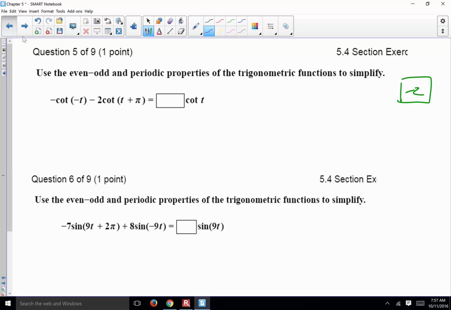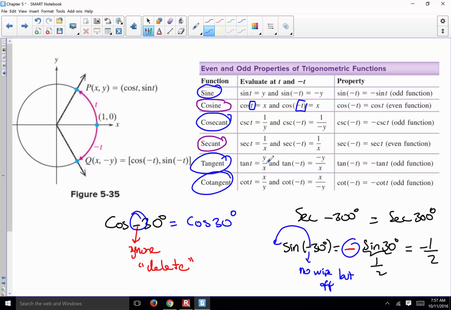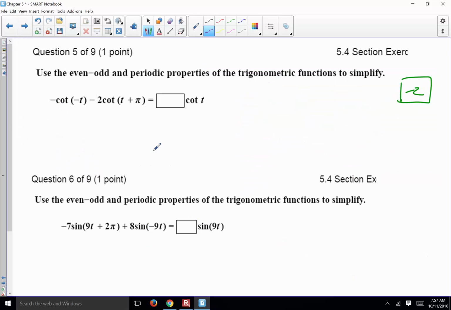First off, the oddness property of cotangent says if you have a negative sign inside the angle, right next to the angle inside the cotangent, we can move it out. Cotangent is odd, so we can bring this minus out front and combine that with this guy, and they become a positive cotangent t. Okay?